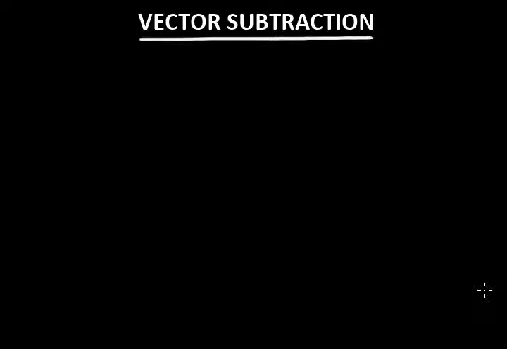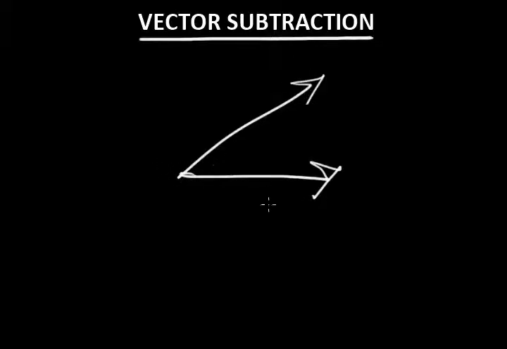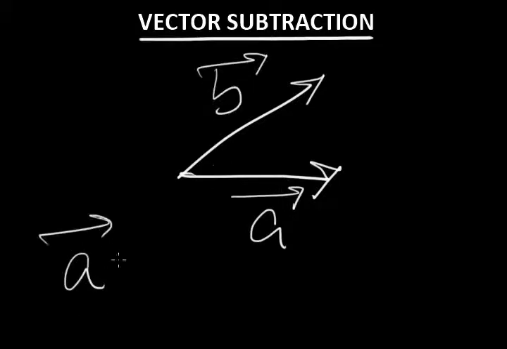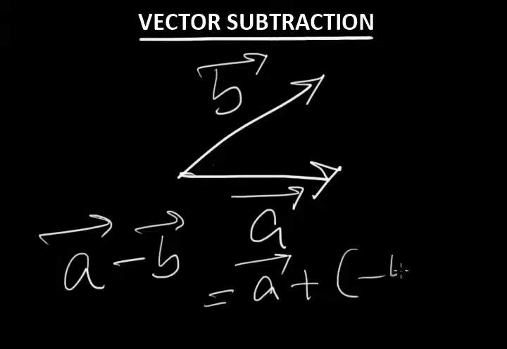Now we come on to vector subtraction. By vector subtraction, what we mean is this basically. I have a vector A and another vector B. When I want to subtract them, I have to do an operation which is A minus B. When I write A minus B, I can put it as A plus of minus B.